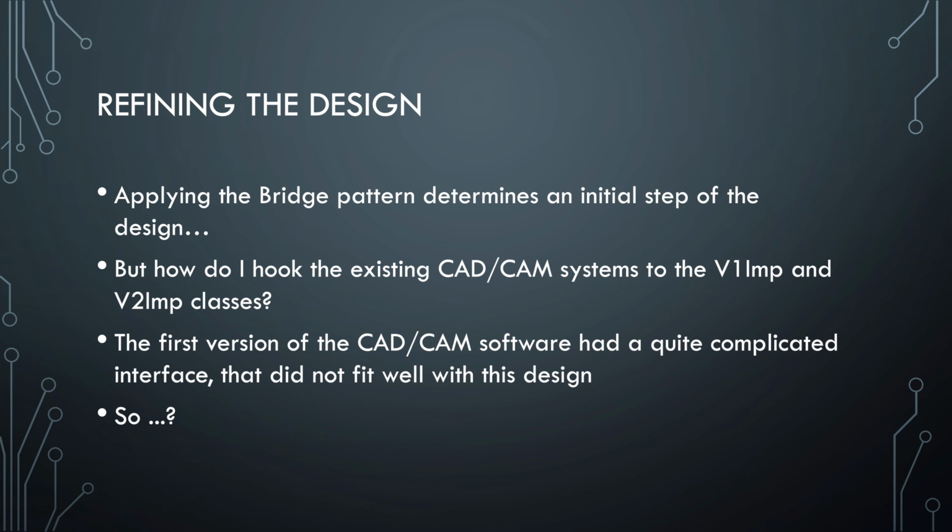Let's zoom in. We have a separate class for each version of the CAD/CAM software. So how do we design the part of the software that hooks the CAD/CAM system into each of these versions? In particular, the first version has a complicated interface that doesn't fit well. So what do we do?